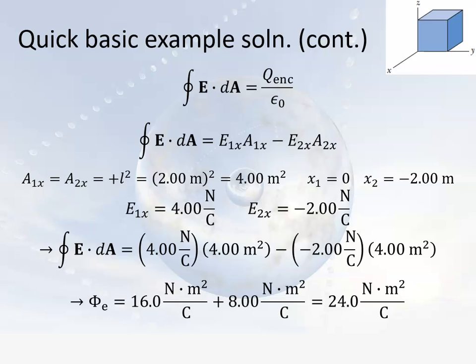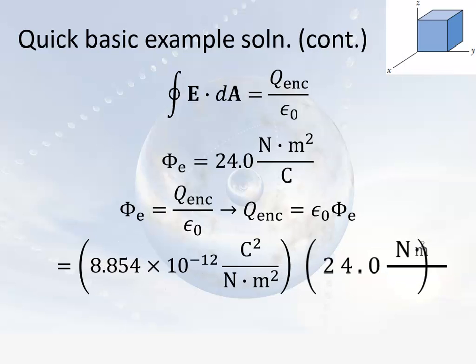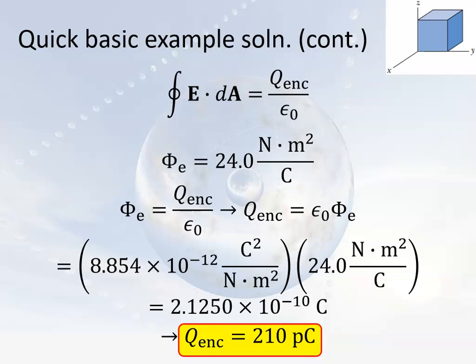So we have calculated the net flux now. But the problem was we needed to calculate the enclosed charge. Gauss's law tells us that the net flux through our surface is equal to the enclosed charge divided by epsilon naught. So to get the enclosed charge, we just take the flux and multiply it by epsilon naught. Plug in epsilon naught, plug in the flux, and you get an enclosed charge of about 210 picocoulombs, using two significant figures. So that is how we can use Gauss's law to figure out the value of the enclosed charge inside of our surface.